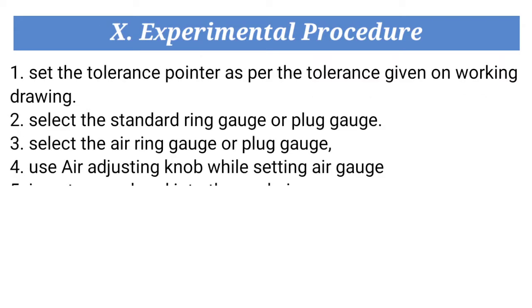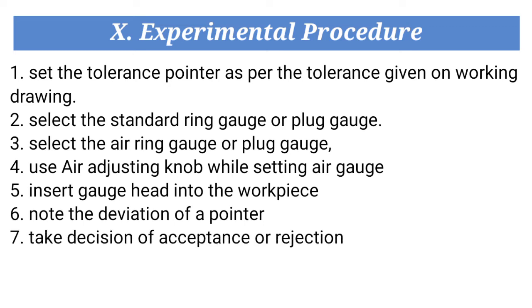Procedure: set the tolerance pointer as per the tolerance given on the working drawing. Select the standard ring gauge or plug gauge. Select the air plug gauge. Use the air adjusting knob while setting the air. Insert the gauge head into the workpiece. Note the deviation of the pointer. Take a decision of acceptance or rejection.